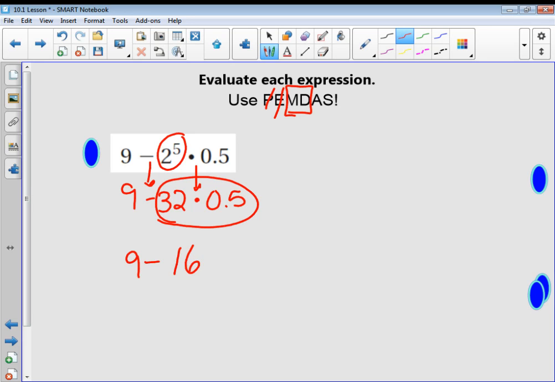If you need to use your calculator to double check yourself, go ahead. Okay, so I'm done with all of my multiplying and dividing. Now I do any adding or subtracting. So I have a 9 minus 16. Okay, so here's where I have to revert back to, okay, the bigger number has a negative sign in front, so my answer is going to be negative. And then I'm going to find the difference between 16 and 9, which would be 7. So final answer is -7.